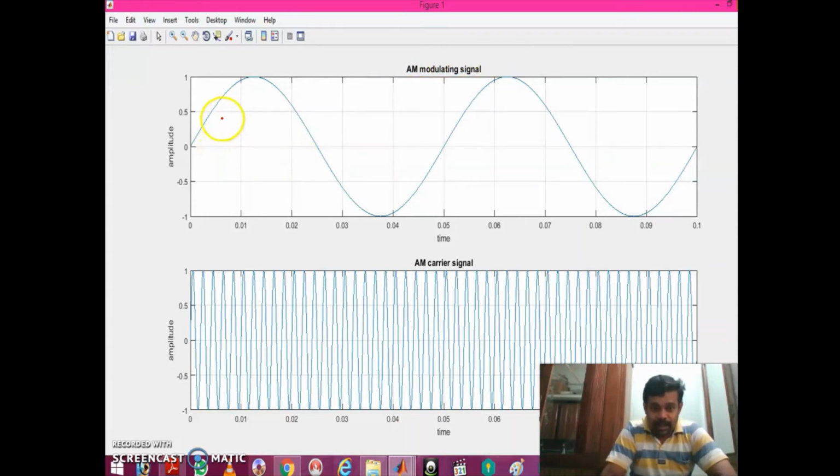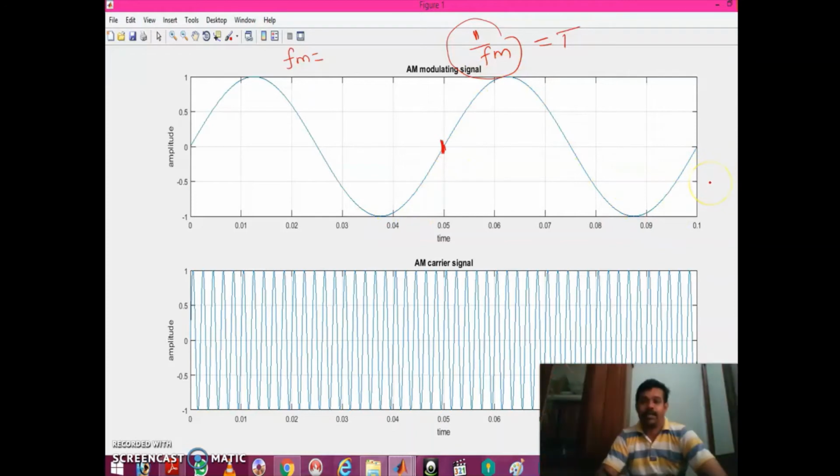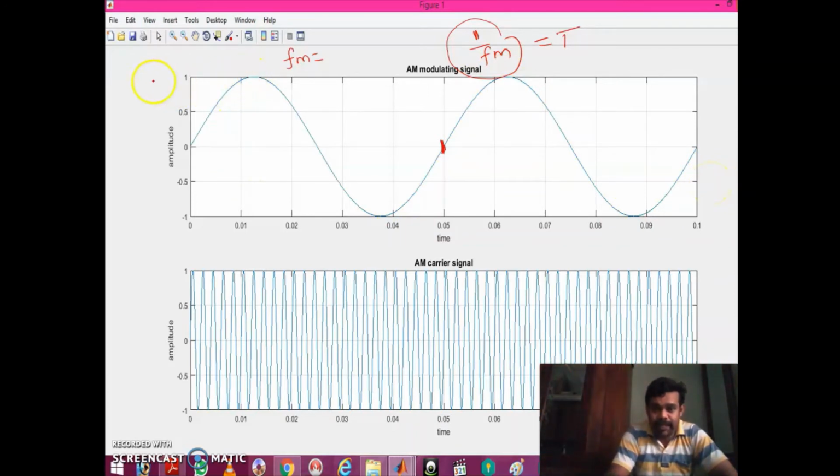So here the amplitude is 1 volt. Okay. Now, this time period is nothing but 1 divided by FM. So you have to take the time period as 1 divided by FM. In that you have to draw one cycle. Okay. So 1 divided by FM is a time period. In that time period you have to draw one cycle of your FM. Then you have to continue the next cycle in the next time period. Okay. So here we have taken the amplitude Vm as 1 volt.